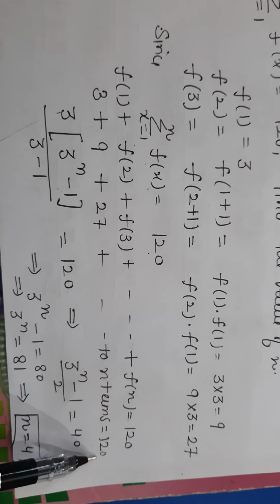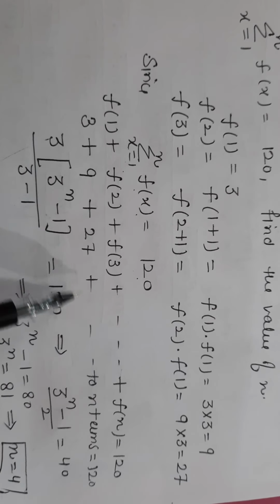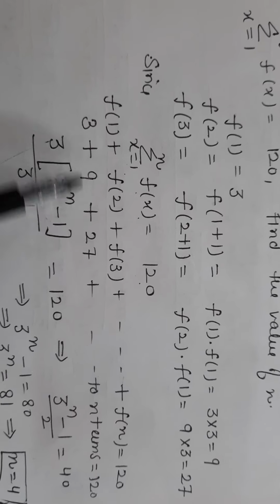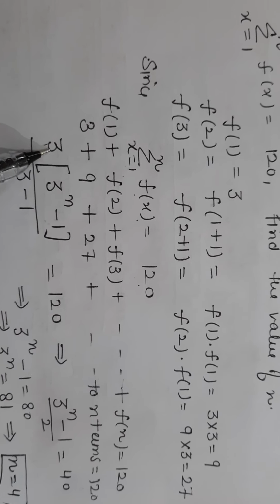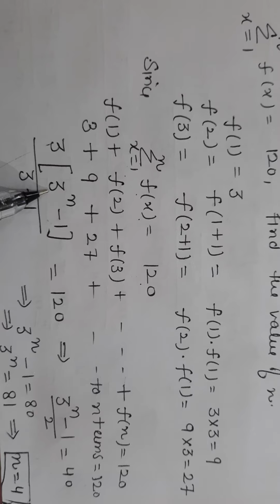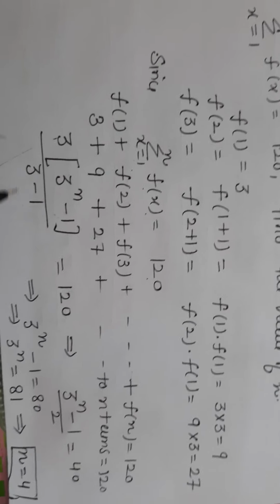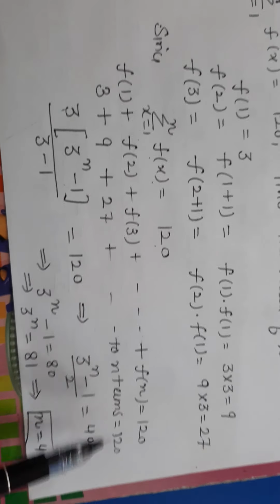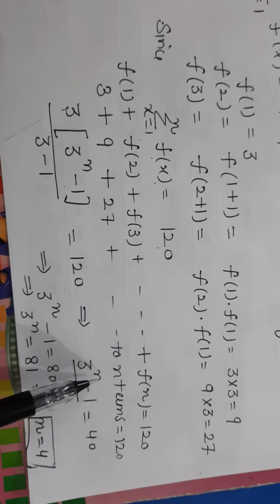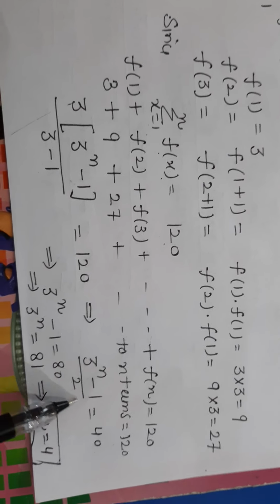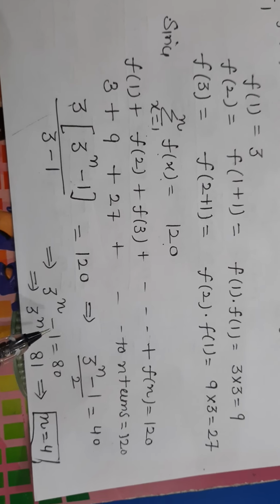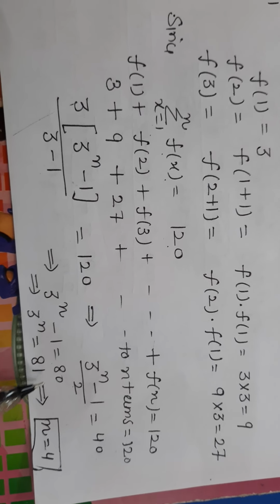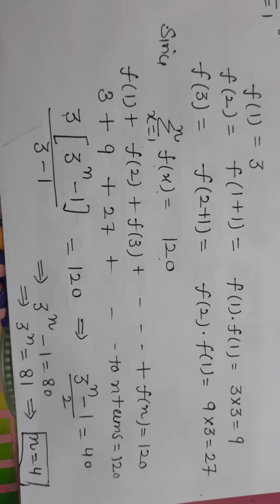The sum is 120. Now this series is in GP. The first term is 3 and the common ratio is also 3. So apply the sum of GP, a into r to the power n minus 1 upon r minus 1, since r is greater than 1. So 3 into 3 raised to the power n minus 1 upon 3 minus 1. Now here you will get 40. So 3 raised to the power n minus 1 upon 2. Do cross multiplication. You will get here 80. Shift this 1 here. You will get 81. You can write 81 as 3 raised to the power 4. So n is equal to 4.